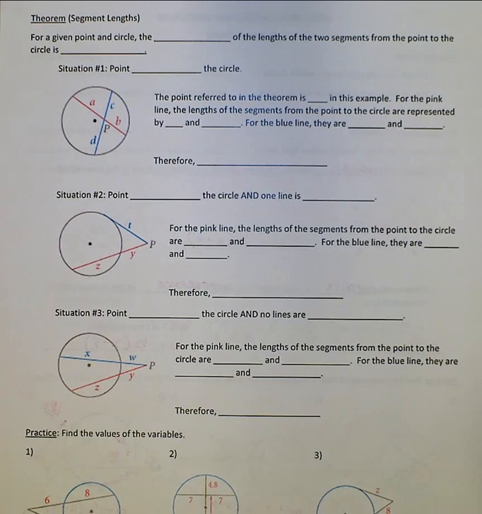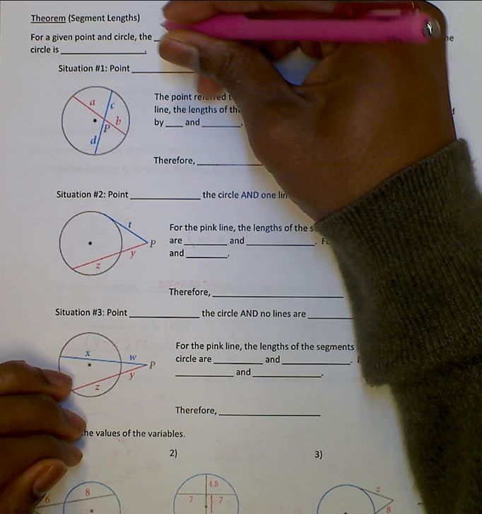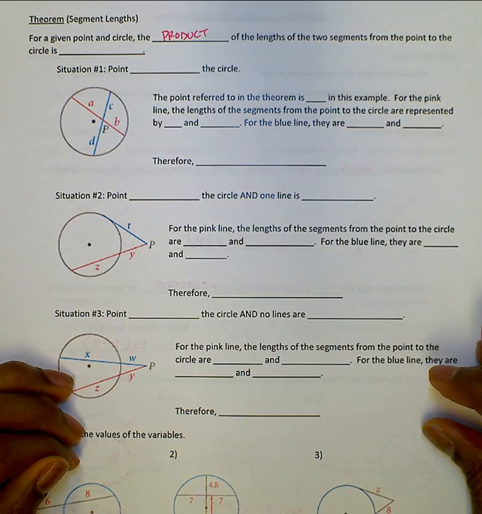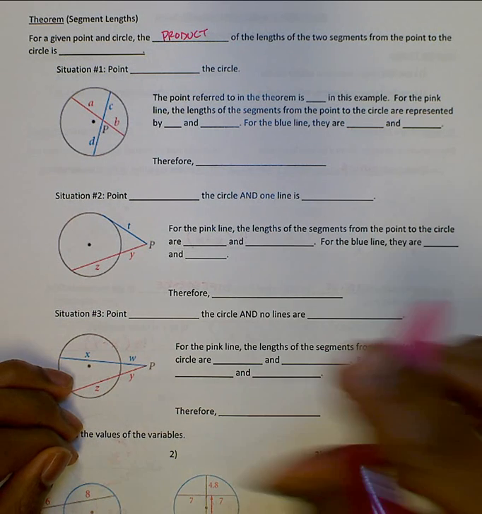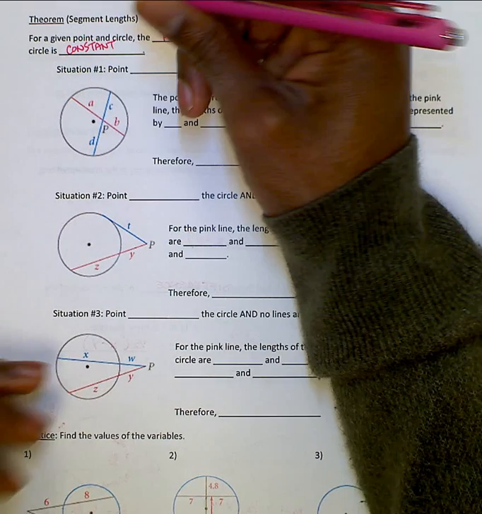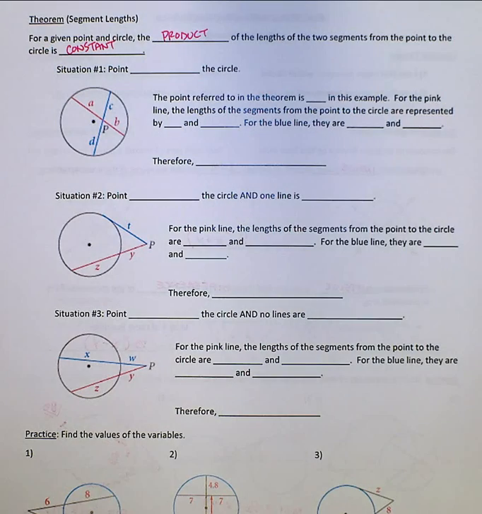Going to the next problem, we have theorems about segment length. Now for segment lengths, for a given point and circle, the product of the lengths of 2 segments from a point to the circle is constant. So the product of the lengths of 2 segments from the circle to the point is constant. Okay. So here are the situations.